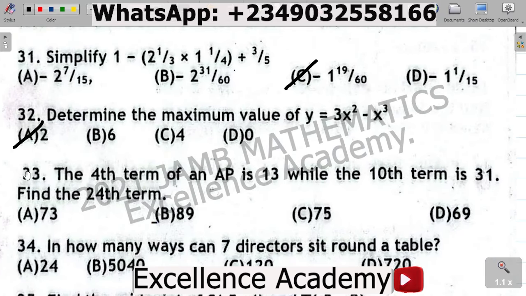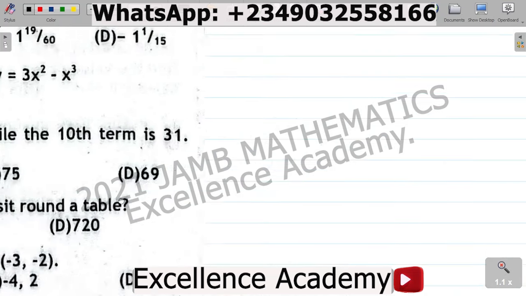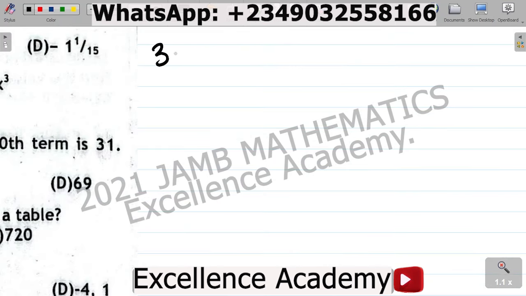All right. Next up, let's look at question number 33. 33 says the fourth term of an AP is 13, while the 10th term is 31. Find the 24th term. A, 73, B, 89, C, 75, D, 69. So how do we solve this question? Now for question 33, so we have 33.